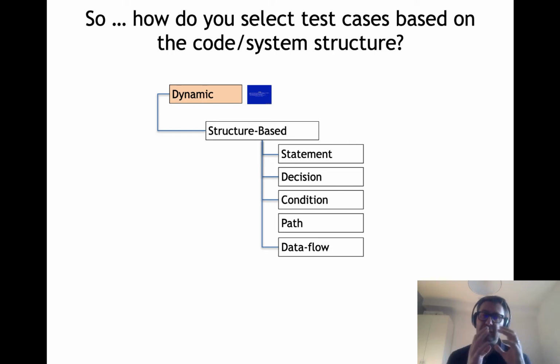So we're talking about dynamic verification and validation techniques, and that's often testing. We're talking about structure-based testing, and there are 5 main types. Statement, decision, and condition we'll go through today in this video, and then in the next video we'll cover path and data flow. Actually, there is a link missing there to the path one. Sorry about that.